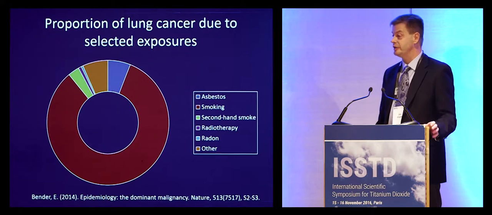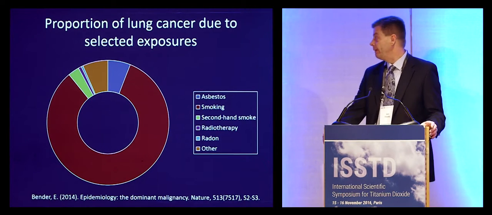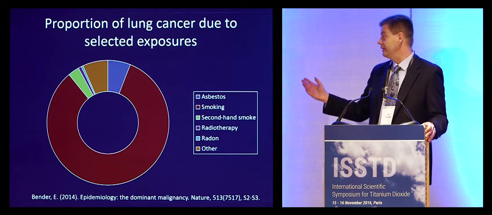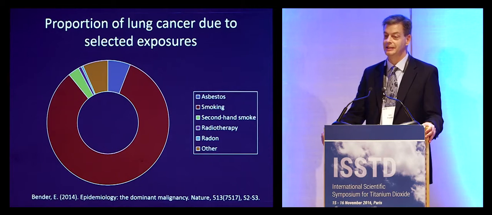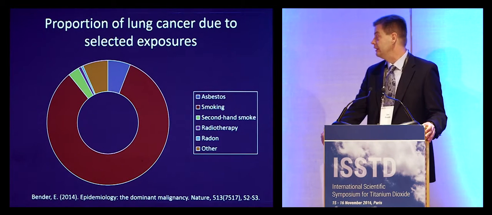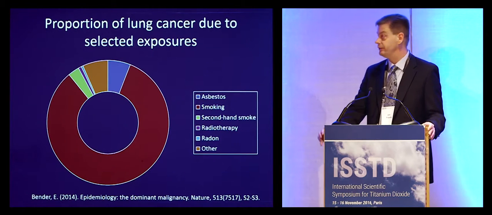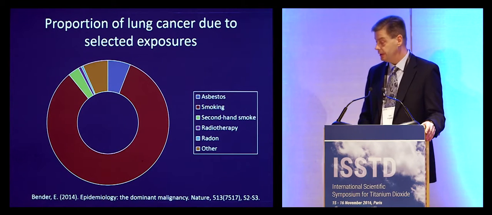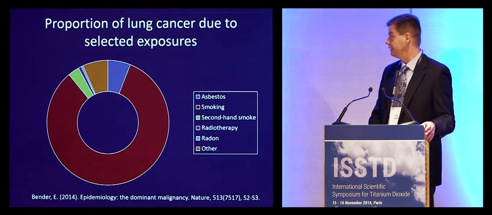I also want to talk a little bit about smoking. It's important to understand smoking in your cohorts, especially because of its strong relationship to lung cancer. This is just an example showing the different causes of lung cancer, and smoking is attributed to about 83% of lung cancer. So it's really important to get some understanding of smoking in your cohorts if you're looking at lung cancer.